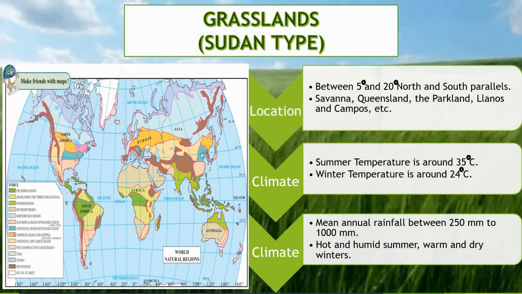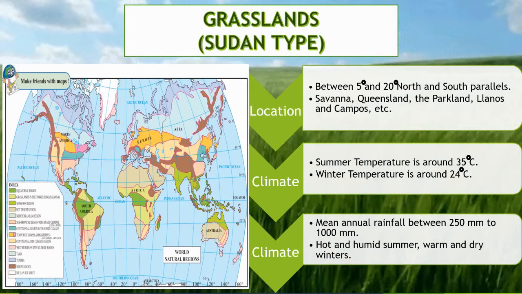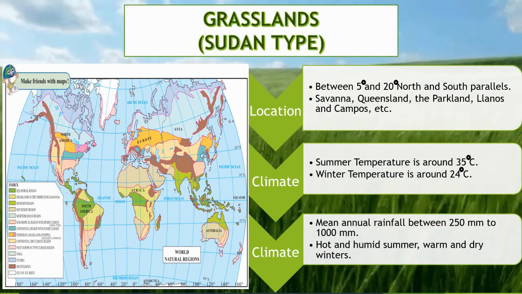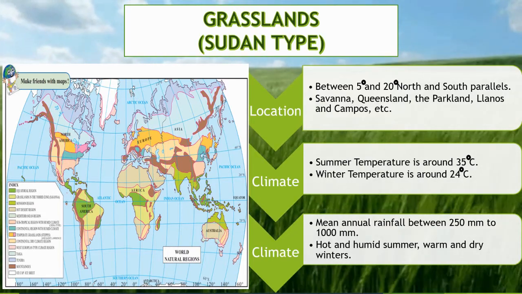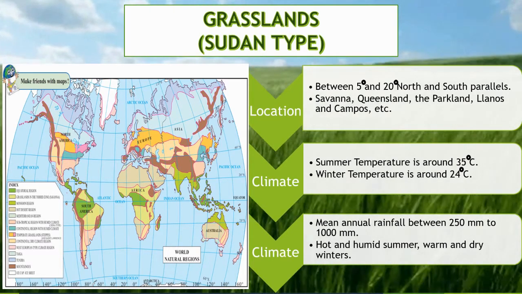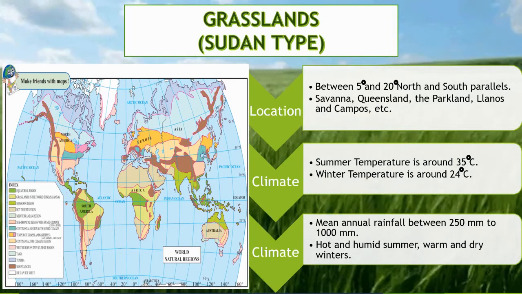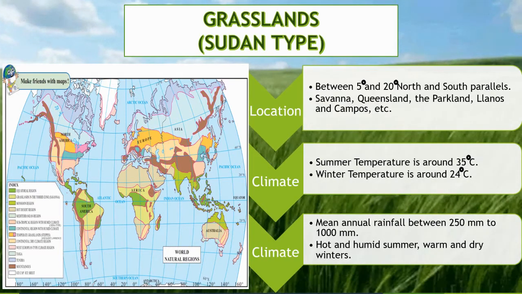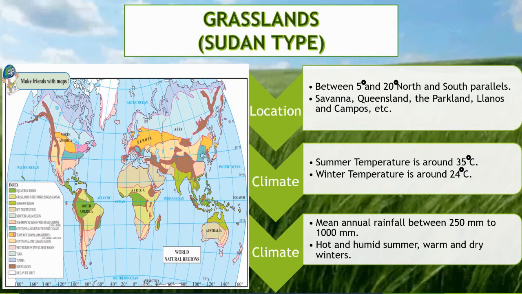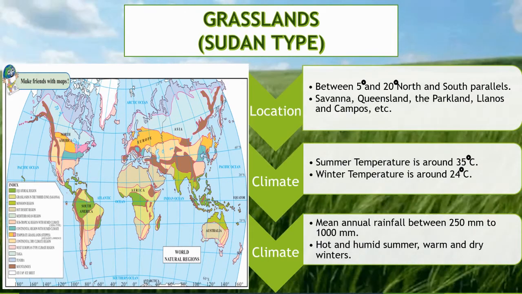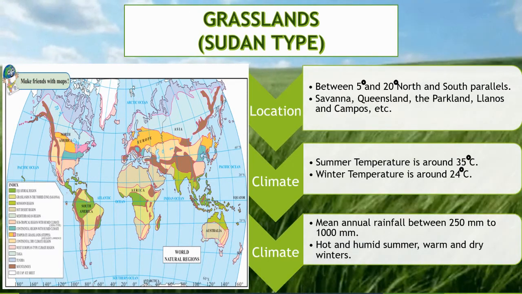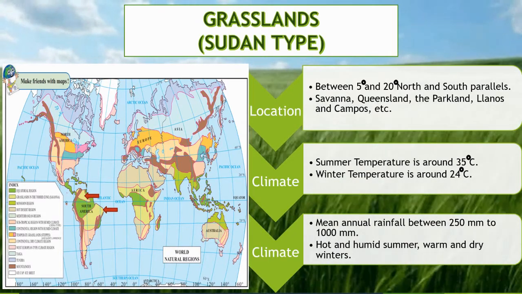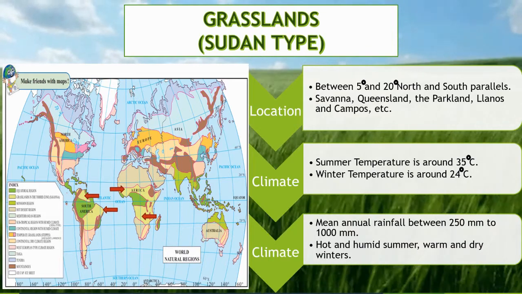The location and extent of the grasslands, the Sudan type, can be found between 5 degrees and 20 degrees north and south parallels in both the hemispheres. As you can see in this map, the light green color highlights the grassland of the Sudan type. It is found in the South American continent as well as the African continent.